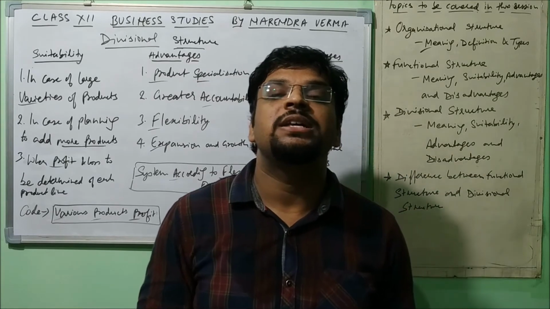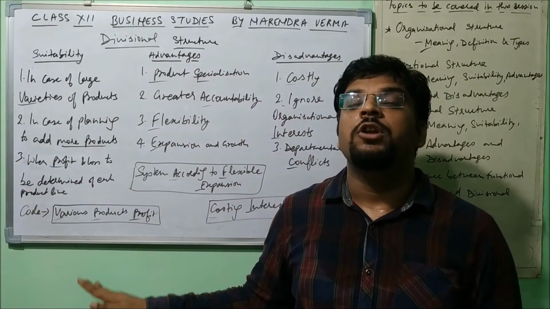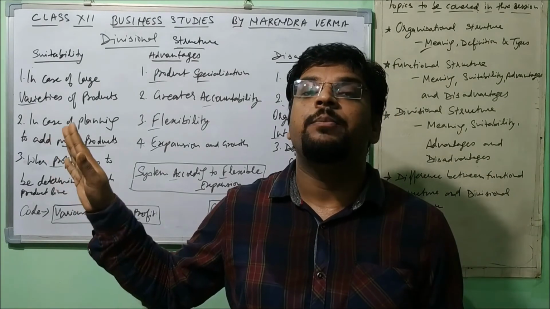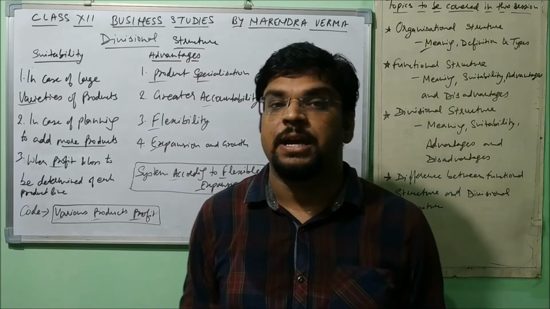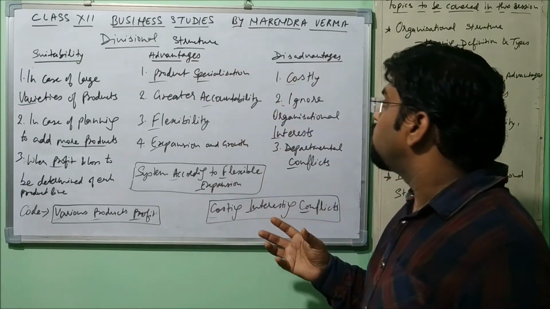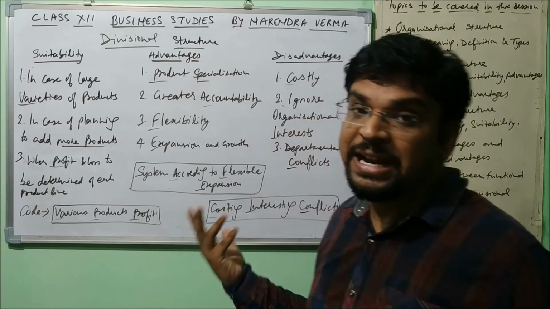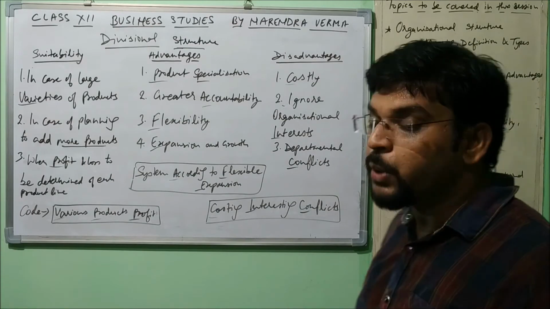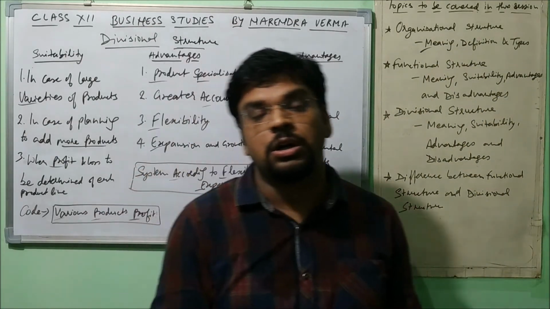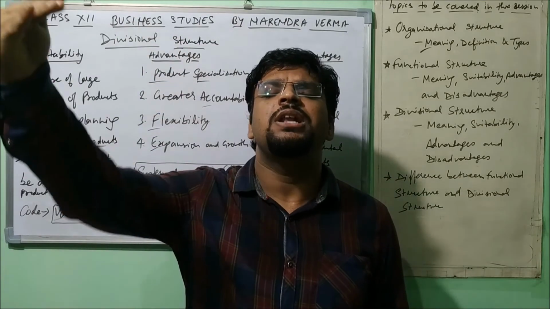Okay, if the organization is dealing in 3 product lines, then each of the 3 product lines will have separate functions like purchase department, sales department, marketing department, finance department, etc. Understood? So it becomes costly to maintain all these, and there is duplication of the activities as well. Ignore organizational interest. The problem which was there in the functional structure continues here, but on a larger level.